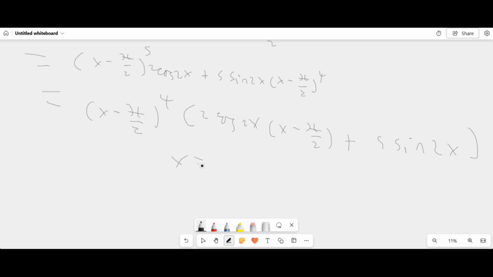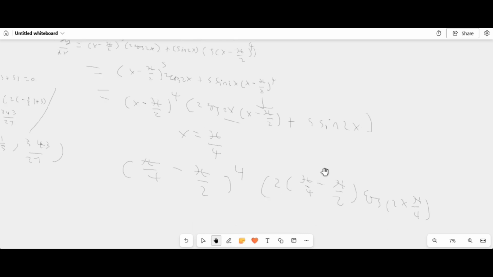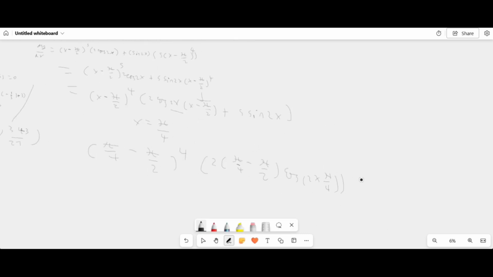And now we know that x is equal to pi over 4, due to the question. So if x is equal to pi over 4, you just put pi over 4 into here. So that's going to be (pi over 4 minus pi over 2) to the power 4, open bracket 2 times (pi over 4 minus pi over 2). So that's this thing over here. And then times cos 2 times pi over 4, and then plus 5 sine 2 times pi over 4.